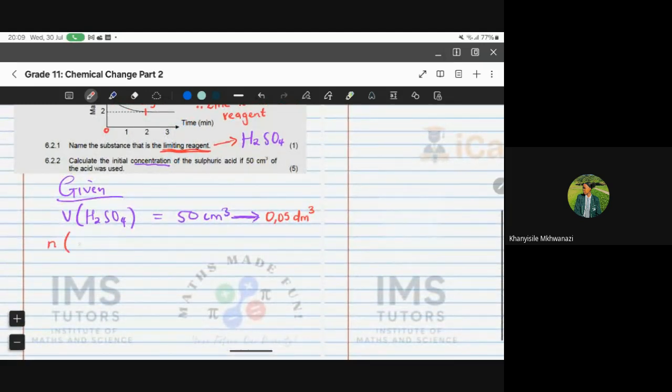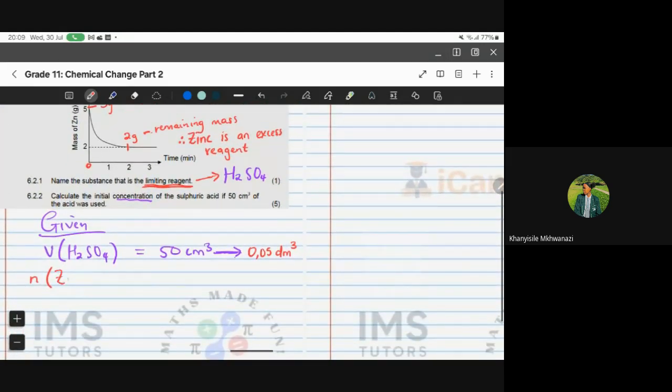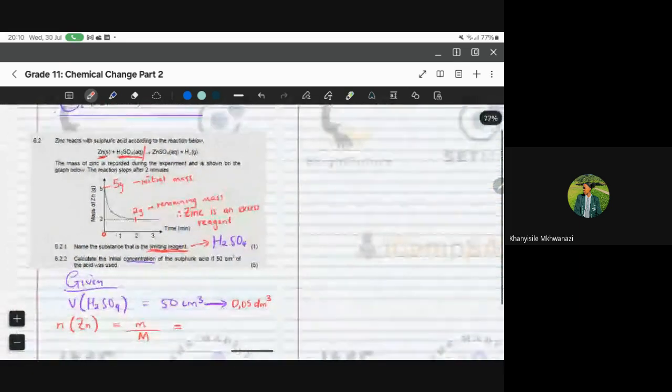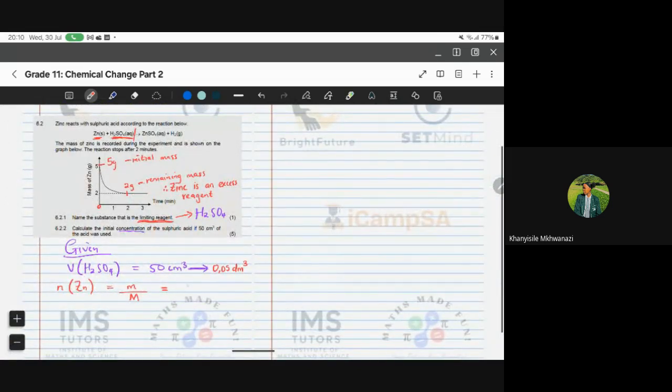So n of Zn would be m over M. Okay, we have that. Our mass is 5 grams. Our molar mass should be, is it 35? Let me check the molar mass. See this? Molar mass of zinc.